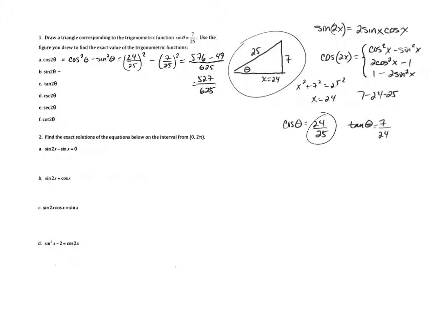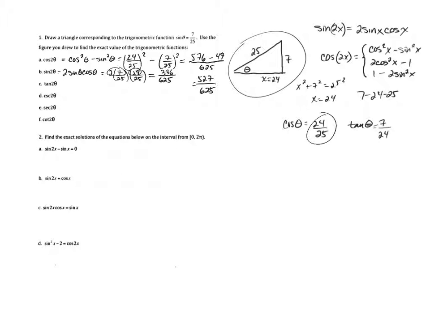For the sine of 2 theta, we're just going to use our 2 sine theta cosine theta, which is 2 times the sine of theta, which is 7 25ths, times the cosine of theta, which is 24 25ths. Again, my denominator is going to be 625. And if you take 2 times 7, which is 14, and then multiply it by 24, I think you're going to get 336. So 336 625ths.